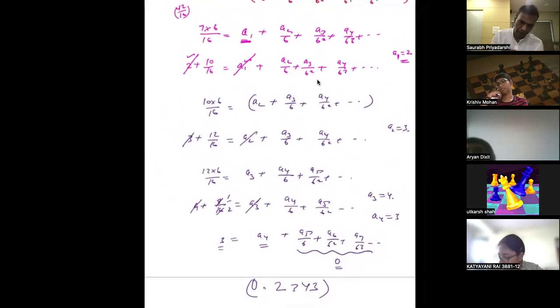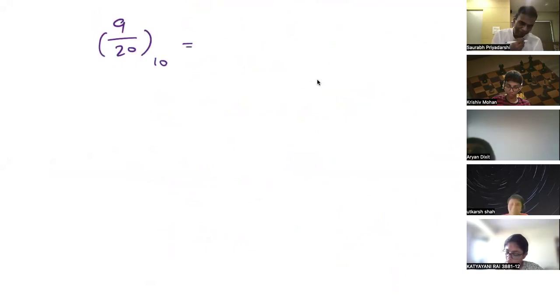Sir, if it would have been in a base greater than 10, then also the same thing, right? The same method we have to go with, like the numbers we can take up to. Let me create a question, first for a smaller base. Like I'm giving you 9 by 20 with base 10. We have to write this as a number with a base.